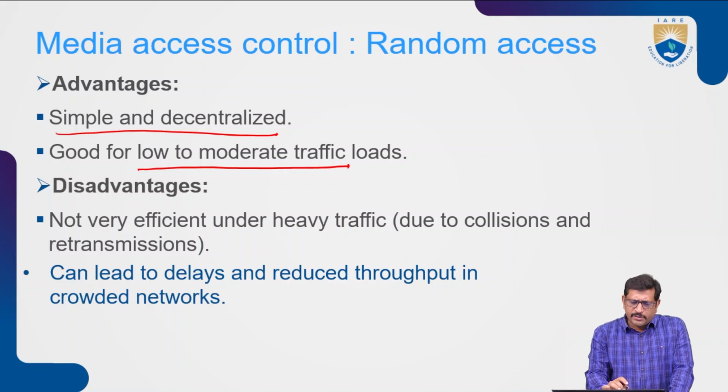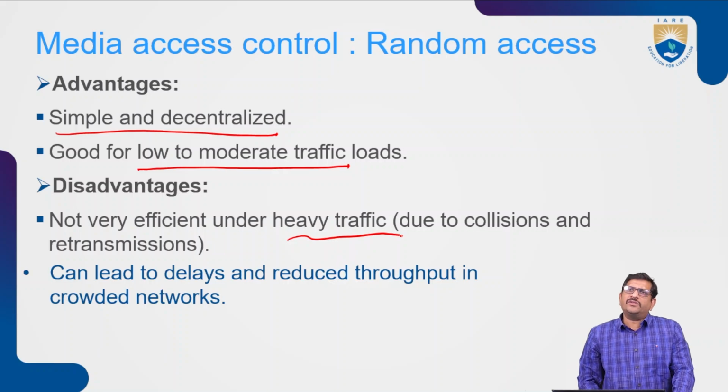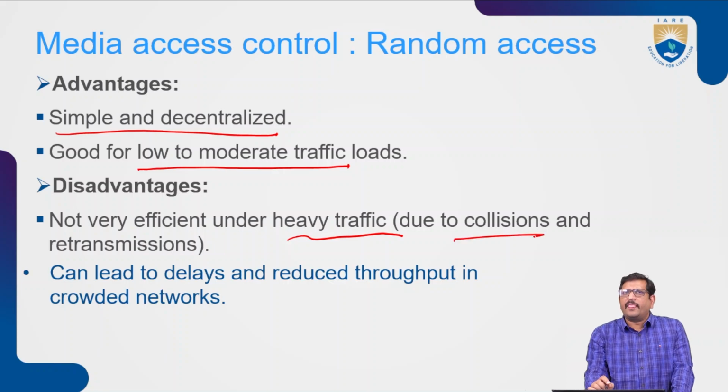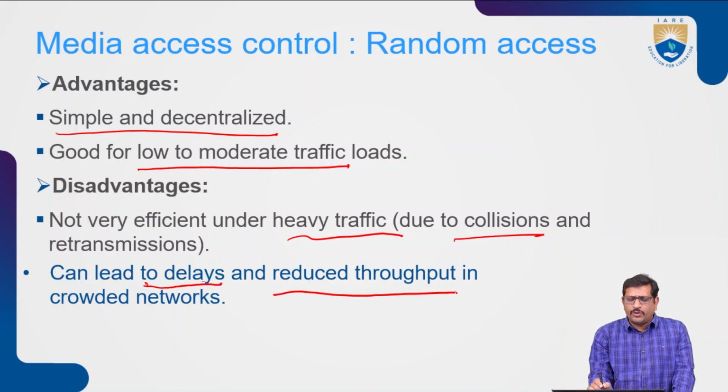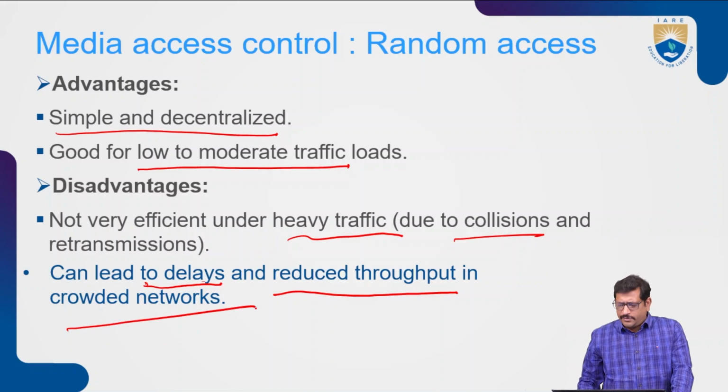The disadvantage is that it is not very efficient under heavy traffic. Why? Because collisions will arise, and you have to retransmit the data. Again, if collisions arise, you have to retransmit again. That means we can't establish effective communication, which is why it is not efficient under heavy traffic or large networks. It can also lead to delay, which slows data transmission and reduces throughput in crowded networks.